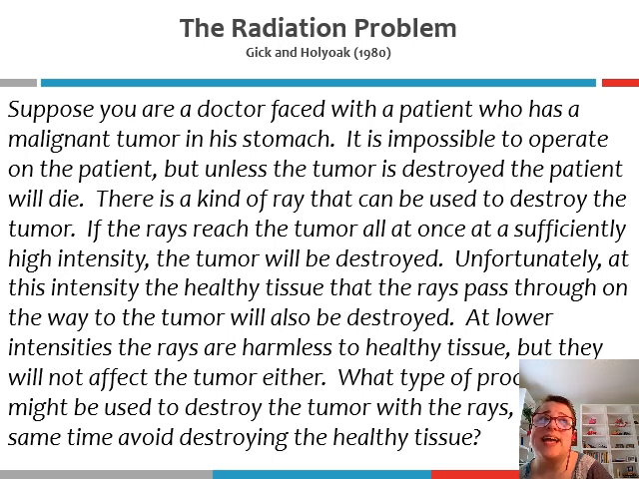Unfortunately, at this intensity, the healthy tissue that the rays pass through on the way to the tumor will also be destroyed. At lower intensities, the rays are harmless to healthy tissue, but they will not affect the tumor either. What type of procedure might be used to destroy the tumor with the rays and at the same time avoid destroying healthy tissue? Okay. So students often have a lot of difficulty solving this problem, right? So what is the solution to this particular problem?